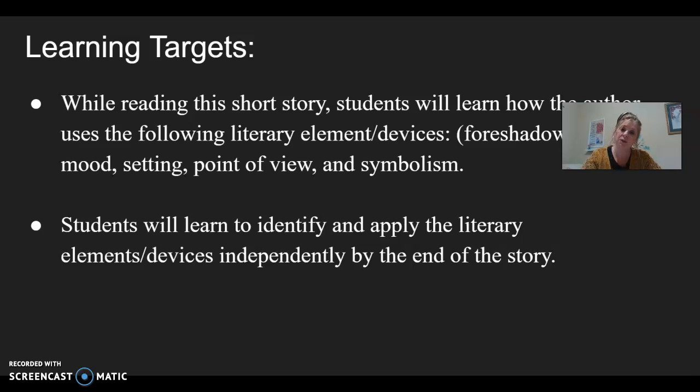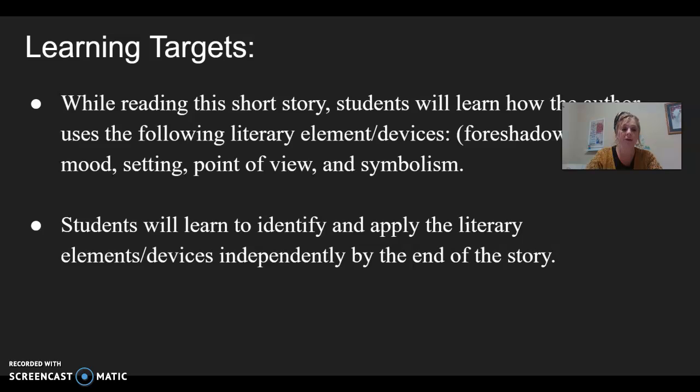For each short story that we've had so far, we focus on particular literary elements or devices, depending upon what that short story offers or what the author has emphasized. You may see some repeat, but with each short story we are going to delve more deeply into those literary devices. The first one is foreshadowing, and that's just hinting at what is to come.